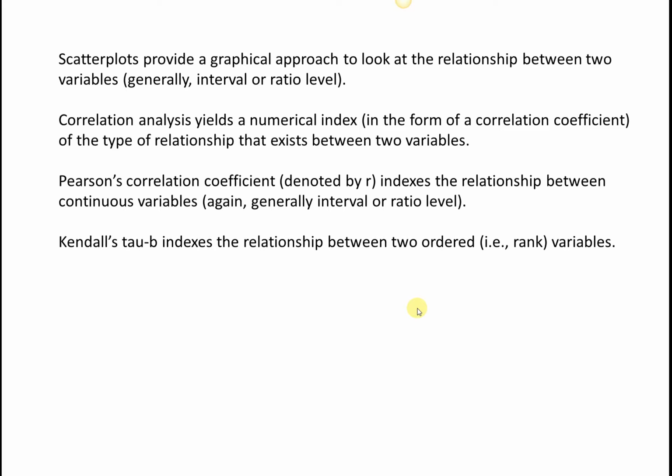Correlation analysis yields a numerical index in the form of a correlation coefficient, and this index is the type of relationship that exists between two variables. In other words, it pretty well summarizes the information that's contained in a scatterplot if the relationship between two variables is linear.